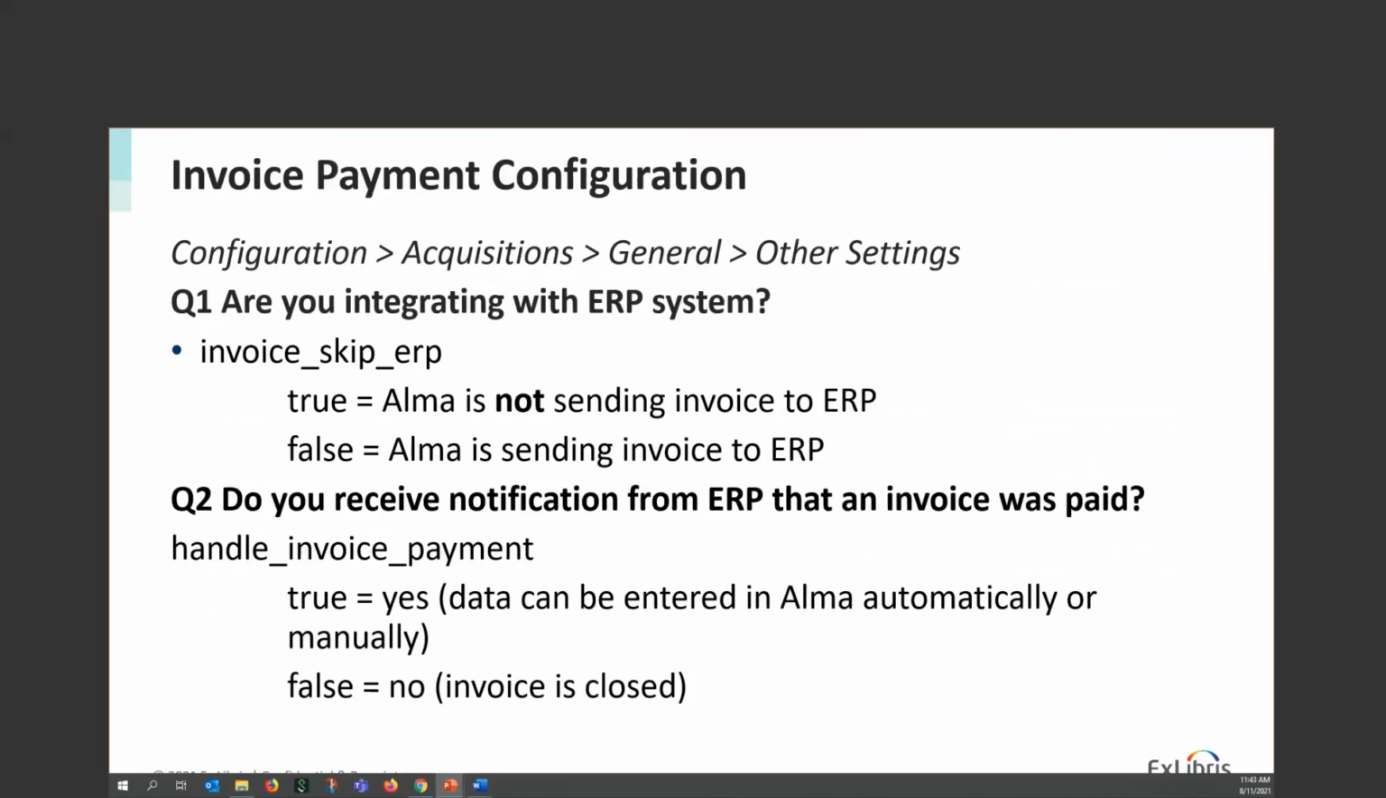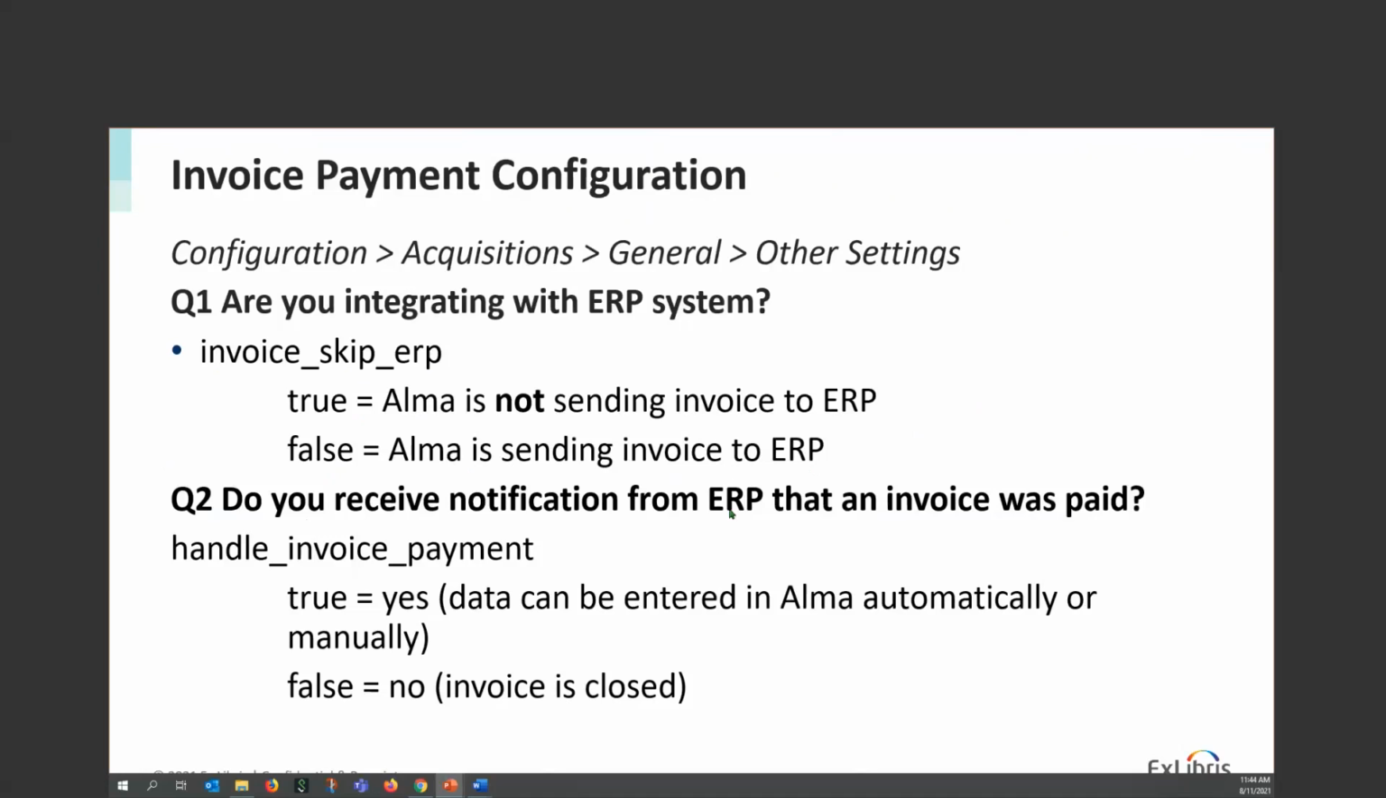Now, these are two configurations that relate to this workflow under configuration, acquisition, general, and other settings. There's one setting called Invoice Skip ERP. If you set that to true, Alma is not sending invoices to the ERP. If it's false, Alma is sending. Alma's going to create that file and push it out to your business office. It's going to dump the file on an FTP server. That system's going to come grab it.